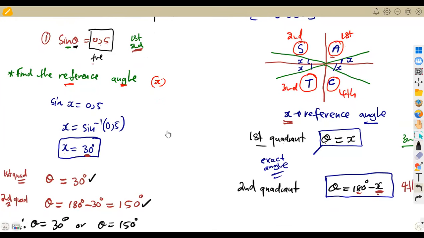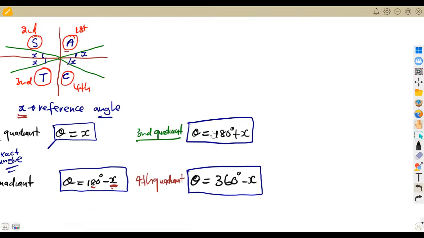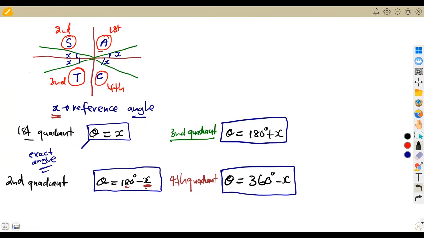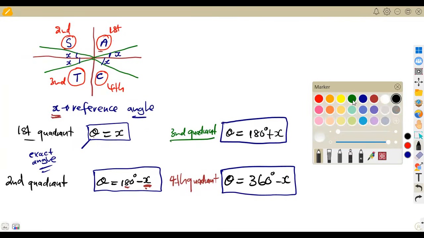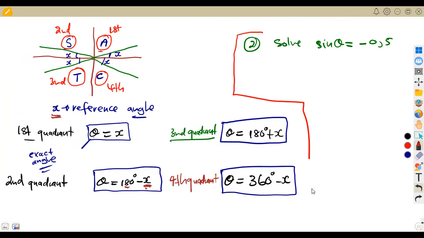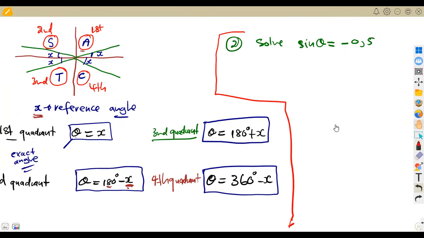Let us take the same sine that we are talking about, but this time let us have it as a negative. Let us have the same question here, but we need to solve for sine of theta being equal to minus 0.5. What were you going to do using this application of the reference angle that I'm trying to explain here? This is what you're going to have. You are going to find the reference angle.